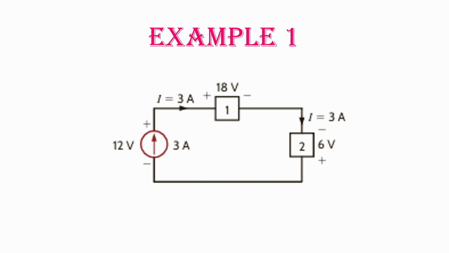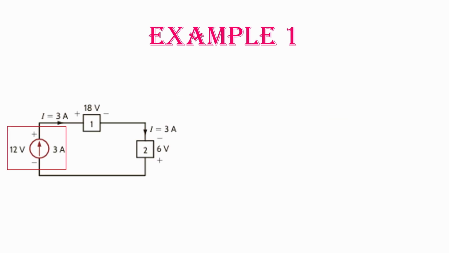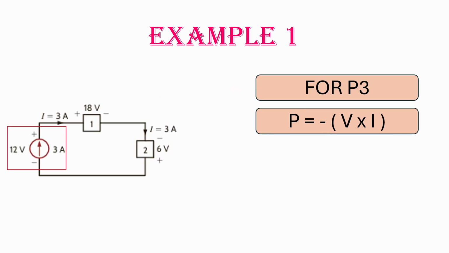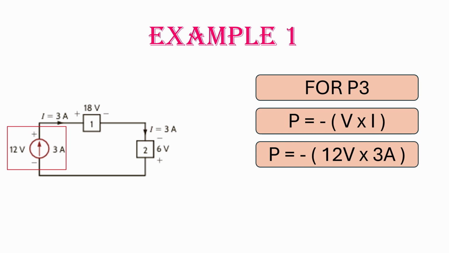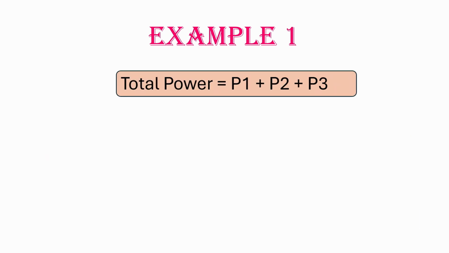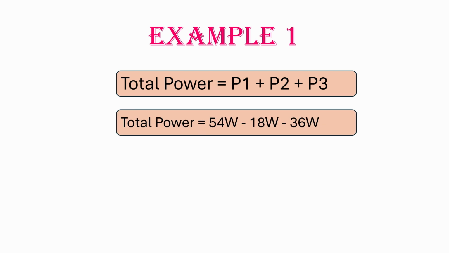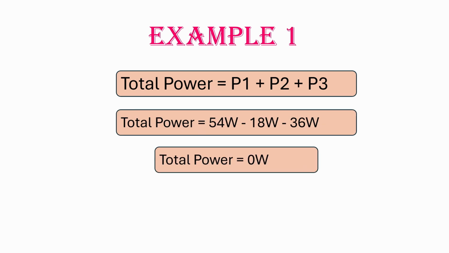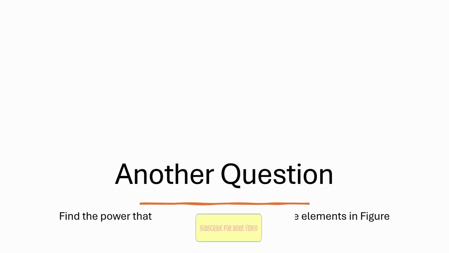Similarly, for the third element, the current is entering the negative terminal. So the power is equal to negative 36 watts, and this is also delivering power. When we add these three, positive 54 watts, negative 18 watts, and negative 36 watts, the total power comes out to be 0 watts, which proves our rule.